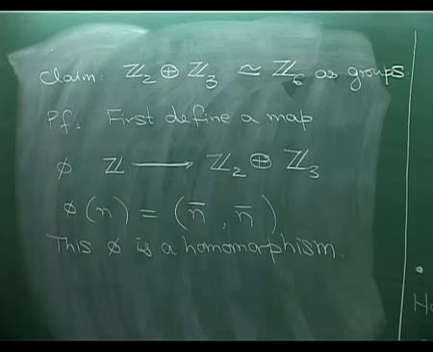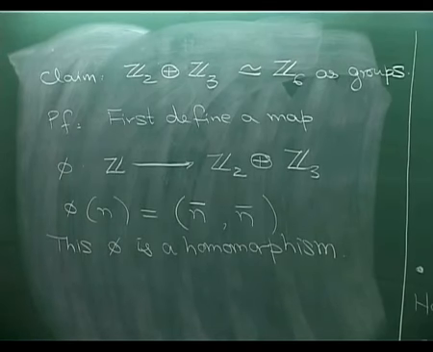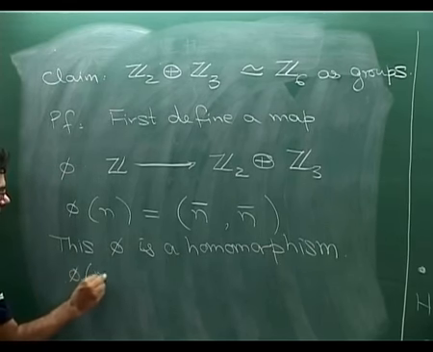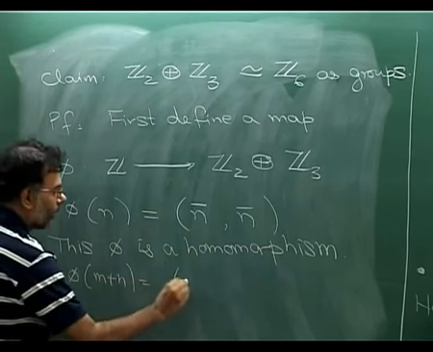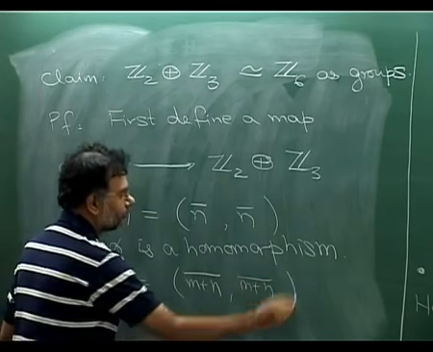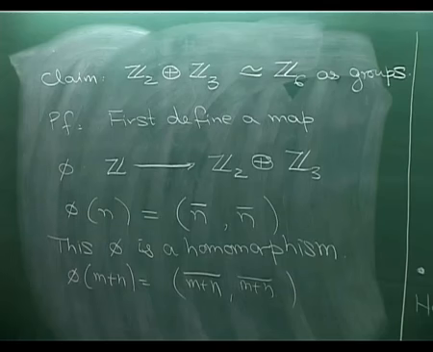That means what? Phi of m plus n equals phi m plus phi n. That's what I want to show. That also is true. Phi of m plus n means what? m plus n bar. But what does m plus n bar mean? How do you define addition in Z2?